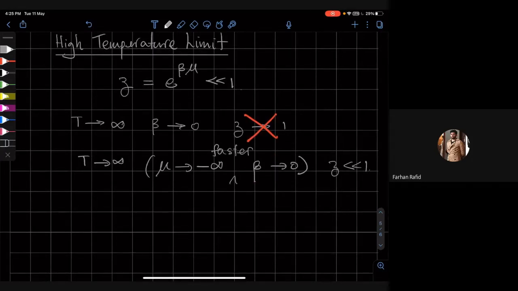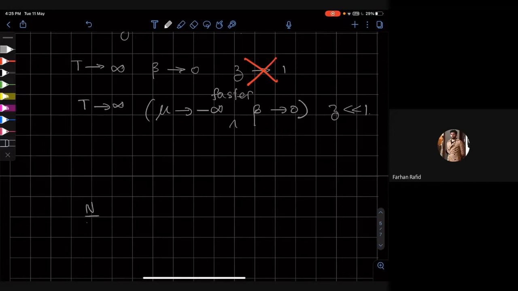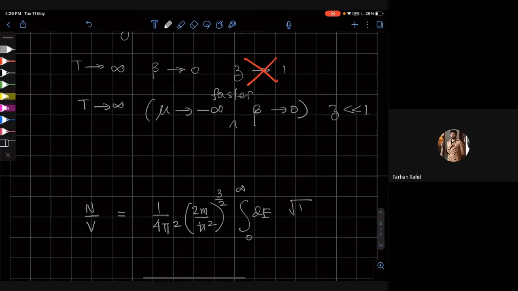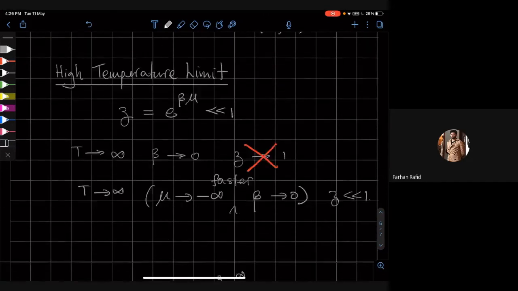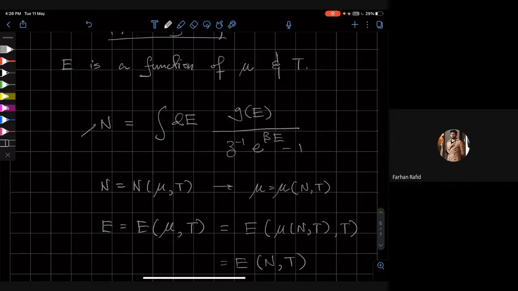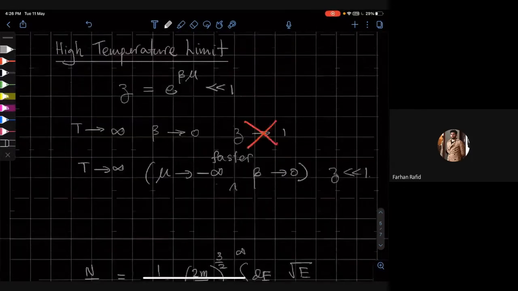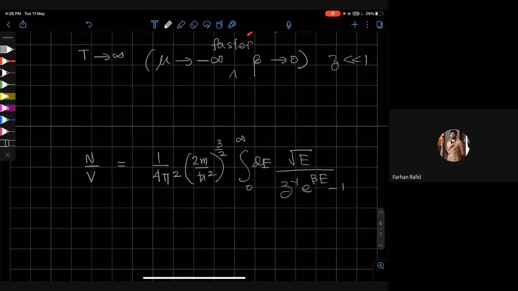So how do we do this? Let's look at it more explicitly. Let's look at N over V. So what is N over V? N over V is 1 over 4 pi squared times 2m, I'm just writing out g explicitly, and then there's the integral from 0 to infinity of d epsilon square root of epsilon divided by z inverse e to the power beta epsilon minus 1. In this equation, we are just writing out g of epsilon explicitly, and I've taken the factor of V to the other side.